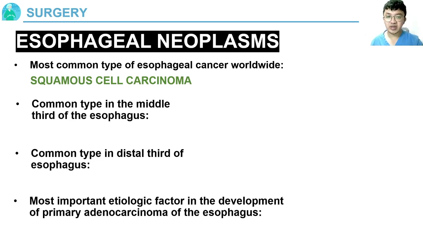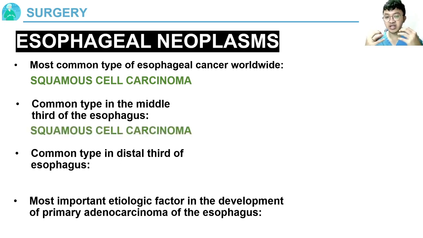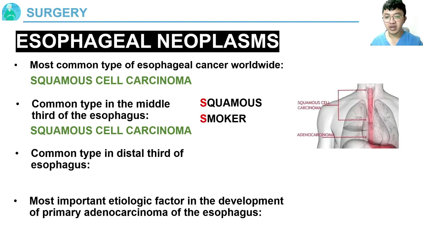The most common type in the middle third of the esophagus is squamous cell carcinoma, that is, cervical to middle third. Remember, the most important risk factor for squamous cell carcinoma is smoking. Among the first, second, and third portions of the esophagus, the ones initially and most exposed to smoke are the cervical and thoracic portions. Squamous cell carcinoma, smokers, first and second portions of the esophagus.